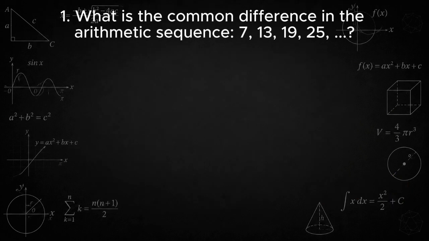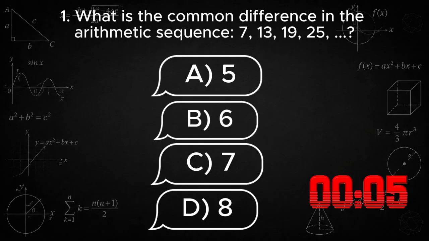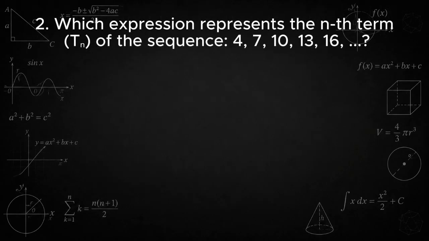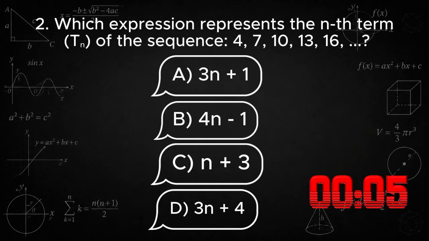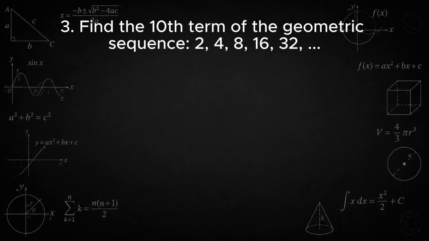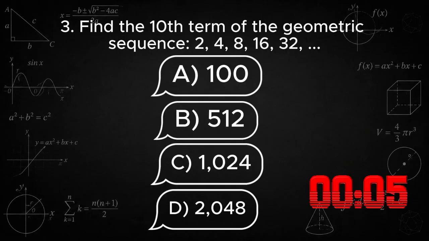1. What is the common difference in the arithmetic sequence 7, 13, 19, 25? 2. Which expression represents the nth term, t_n, of the sequence 4, 7, 10, 13, 16? 3. Find the 10th term of the geometric sequence 2, 4, 8, 16, 32.